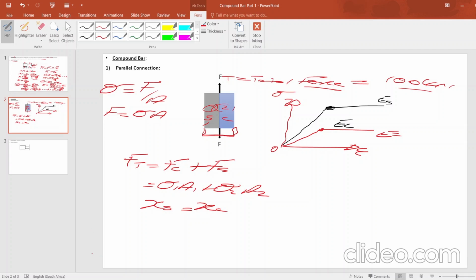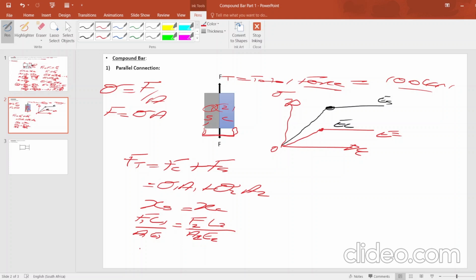So right now we know that force 1 L1 over area 1 E1, the E will be different because it is different types of material. Then the force 2 length 2 over area 2 E2. Now this is the formula that we'll be dealing with. Now this formula as well, it is the formula of change.